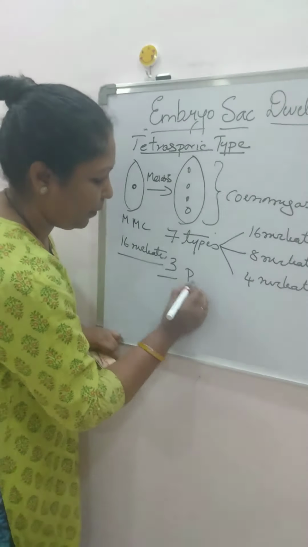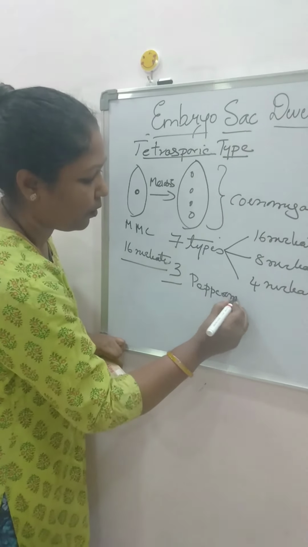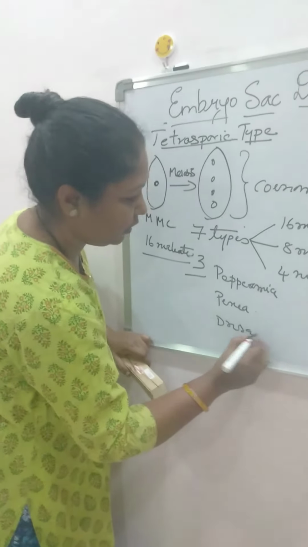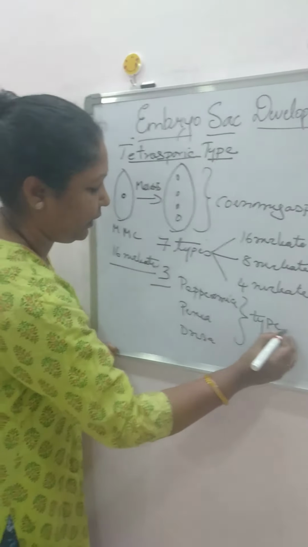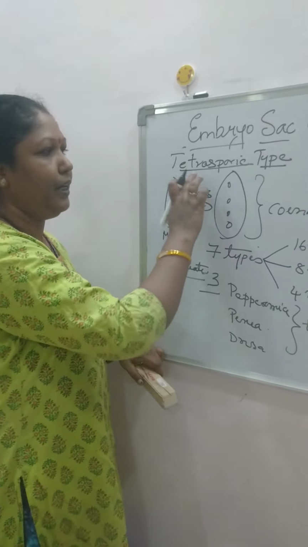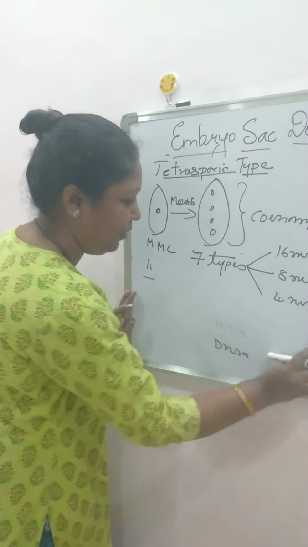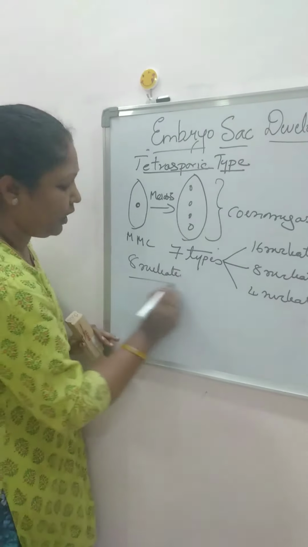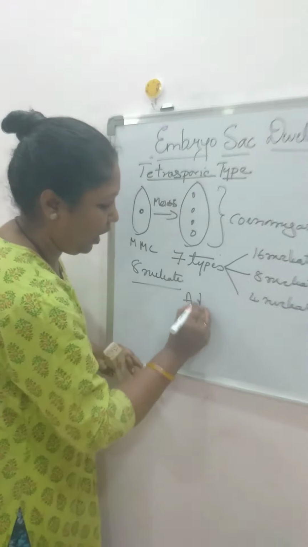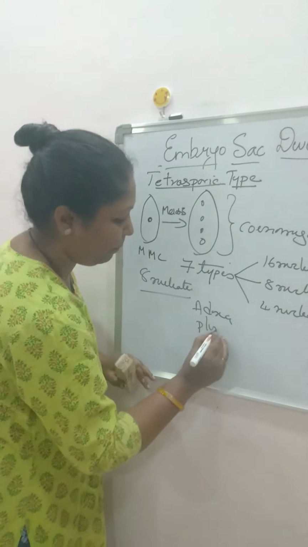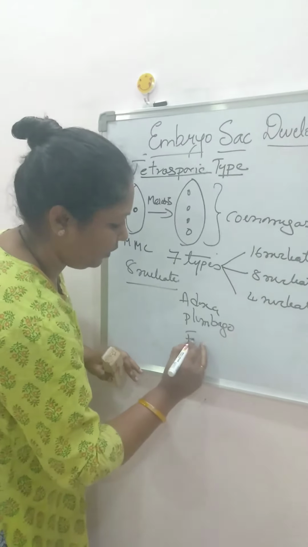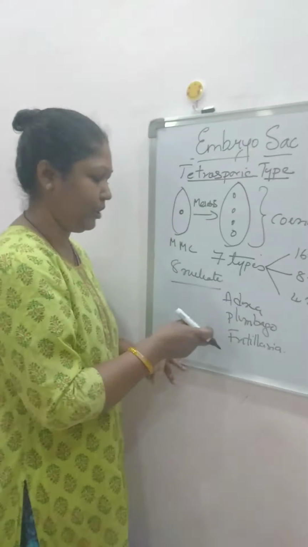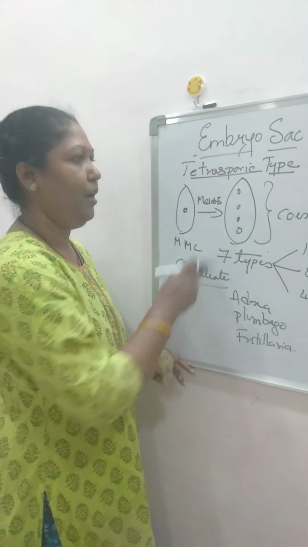That is Peperomia type, Penaea type, and Drusa type. So these 3 types come under the 16 nucleate tetrasporic embryo sac type. Then followed by that are 8 nucleate tetrasporic embryo sacs. Here also they are of 3 types: Adoxa type, Plumbago type, and Fritillaria type. These 3 types of embryo sacs are 8 nucleate in nature, and they also develop from the coenomegaspore.